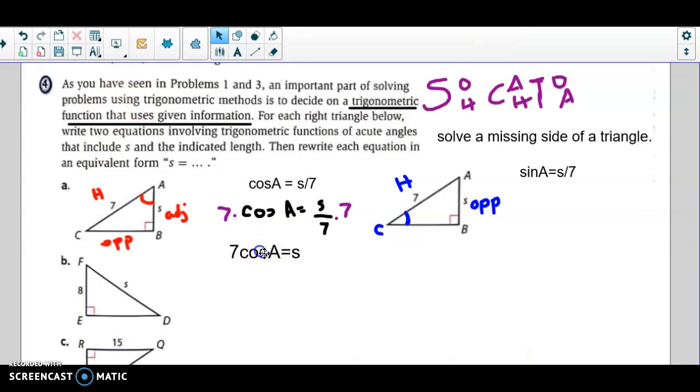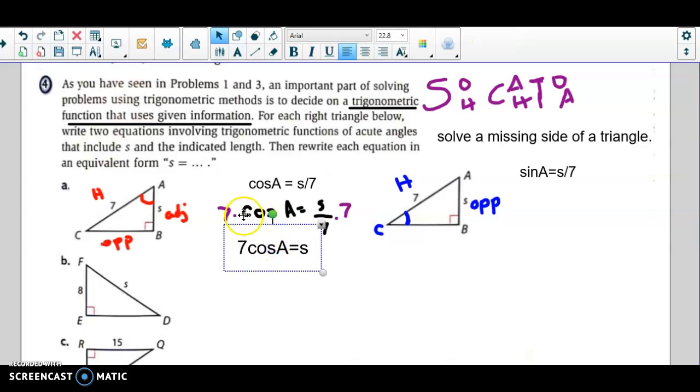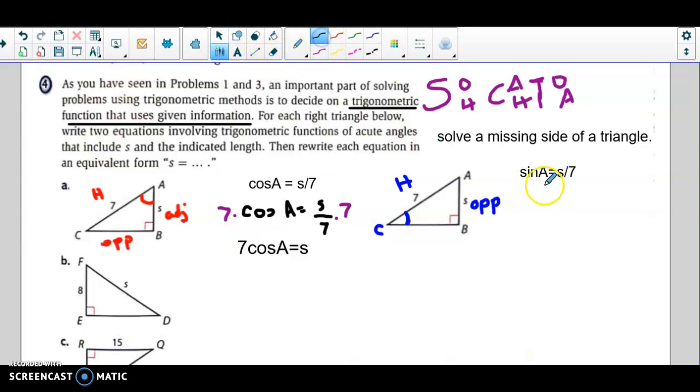Okay? And you would do the same thing over here. Now notice you don't multiply 7 in A, you multiply 7 times all the cosine of A. You end up doing the same thing here because even though I typed it out, this is still the same. This means sine of A is equal to S over 7. And you're going to multiply to get rid of that divide by 7. So multiply by 7, multiply by 7. And I always put the 7 in the front because I don't want to get confused and multiply the A.